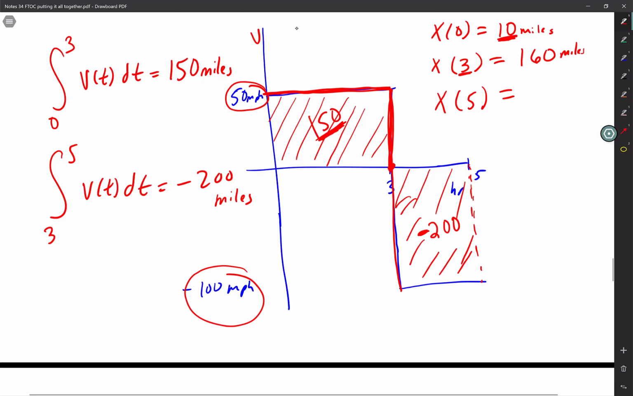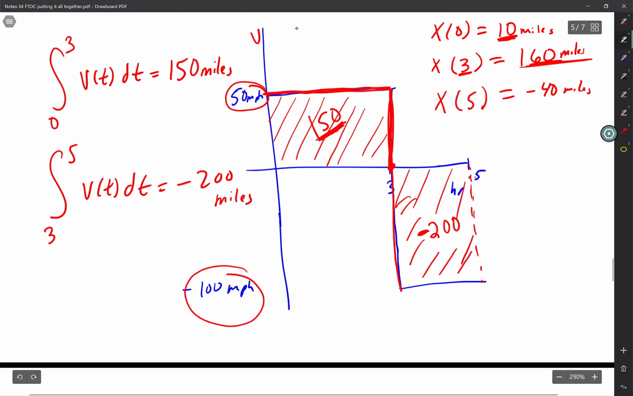How do I figure that one out? I don't know, Chavez. At 3, I was 160 miles. But remember, between 3 and 5 hours, I moved to the left in the opposite direction, 200 miles. So at 3, I'm at mile marker 160. Where am I going to be at T equals 5? Negative 40? Yes. How'd you do that, miss? Subtract 200 from 160. Perfect. That is exactly what we're doing, guys. We're not doing anything different.